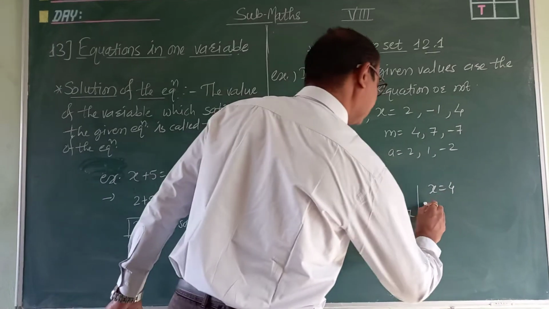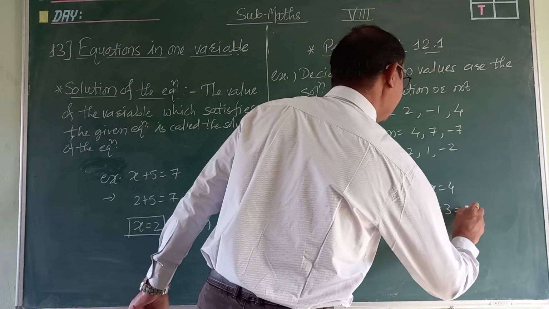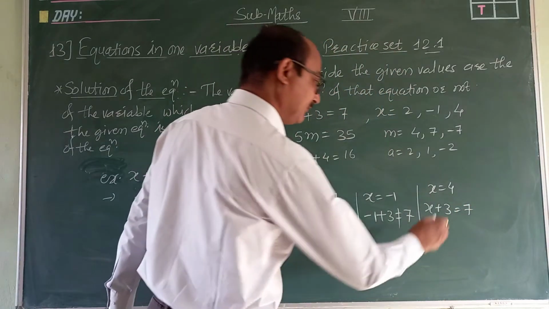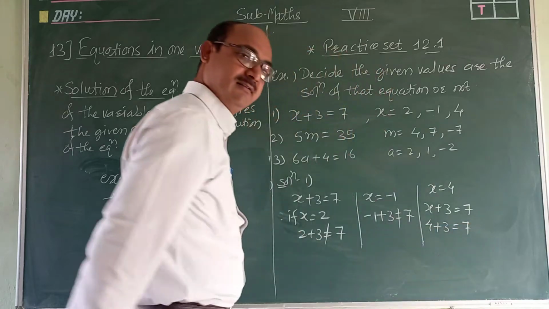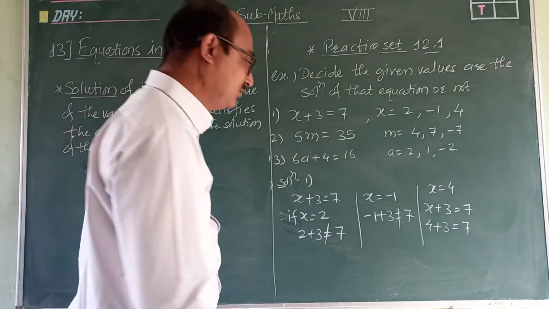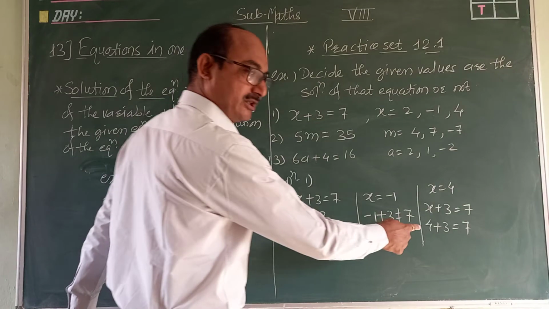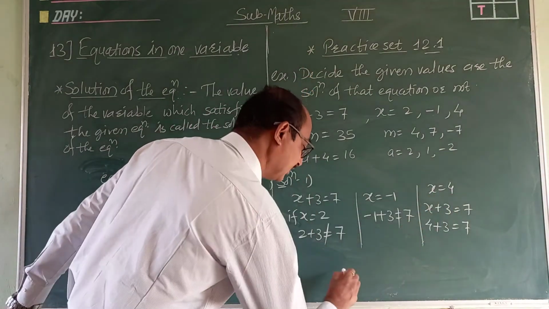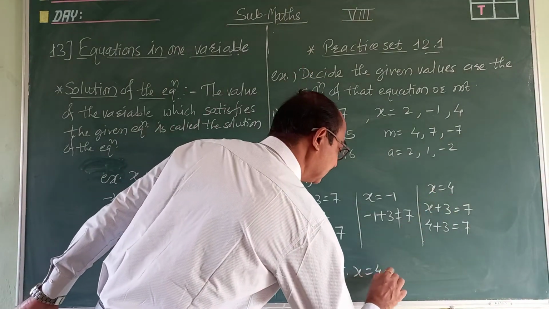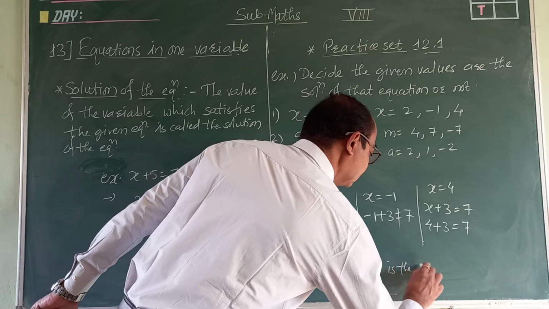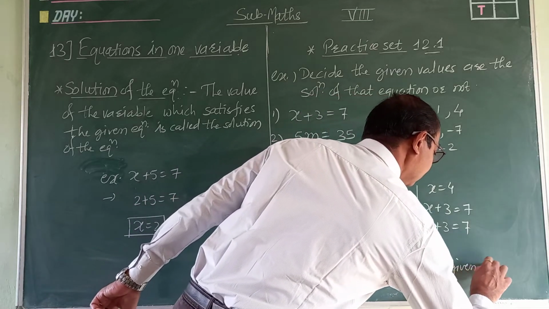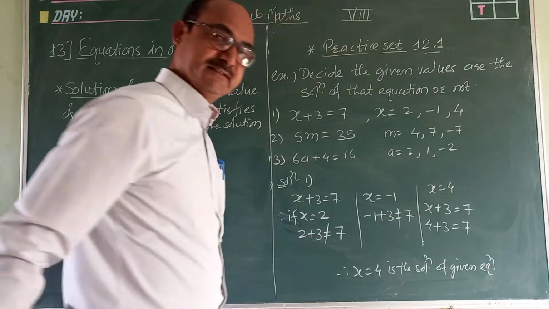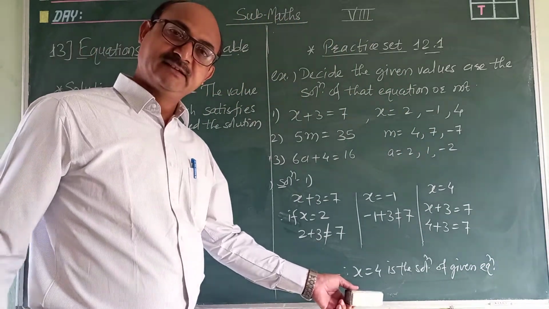So the equation is, suppose we write this equation every time, no problem, so there is no confusion. Put the x value 4: 4 plus 3. Can we say? Yes, 4 plus 3 is equal to 7. So these two are not solutions. What is the solution? Therefore, x is equal to 4 is the solution of the given equation. So this is the answer. Any doubt about this? Okay.